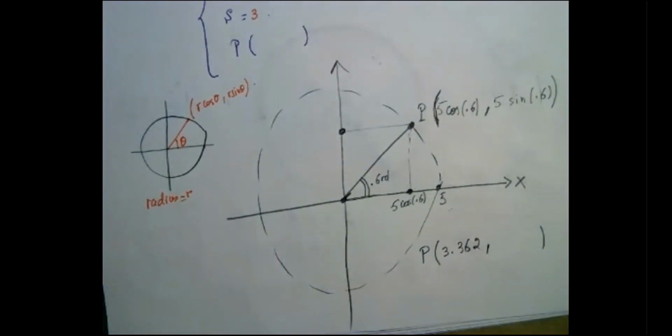Every one of you use your calculator in radian mode just to practice the radian mode, and see what you get. Okay. How much did you guys get? Anybody else?